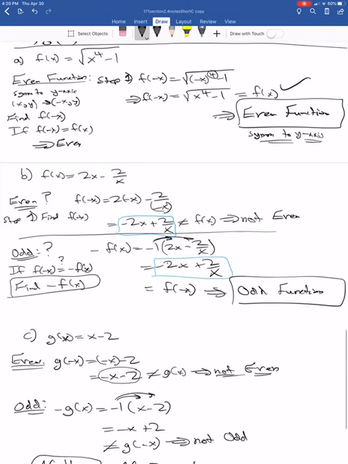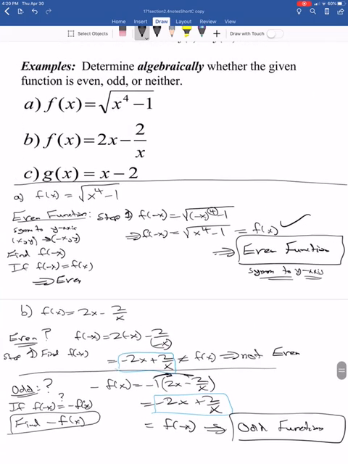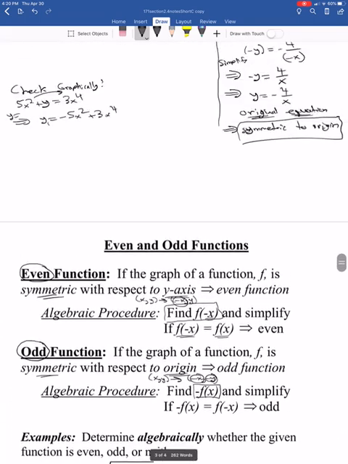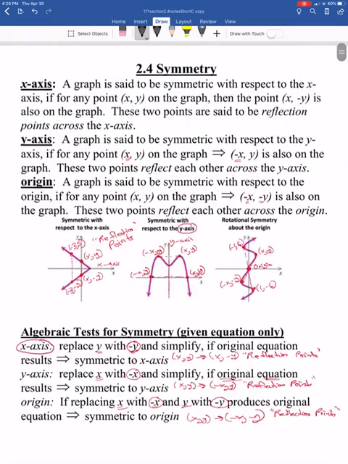So that's an example of each type you run into: an example of even, odd, or neither. But that's looking at symmetry, and that's section 2.4. So I hope that helps you with this section.